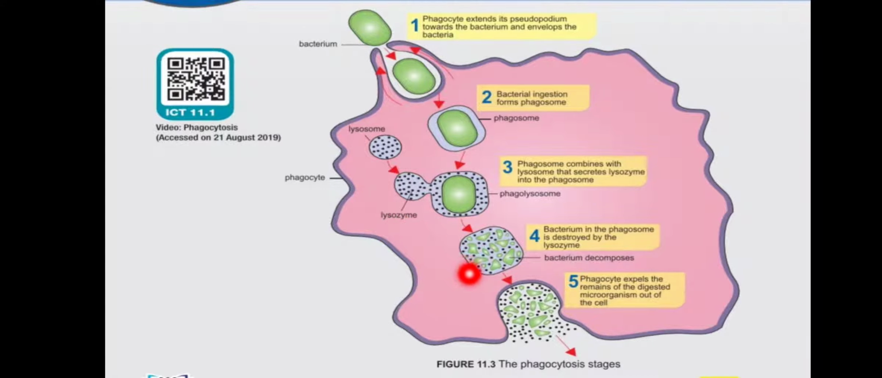Okay, so the bacterium decompose. So now the phagocyte, dia akan keluarkan atau expels the remains of the digested microorganism out of the cells. So ini adalah stages in phagocytosis. Proses telan dan keluarkan, begitu. Okay, in a simple word.